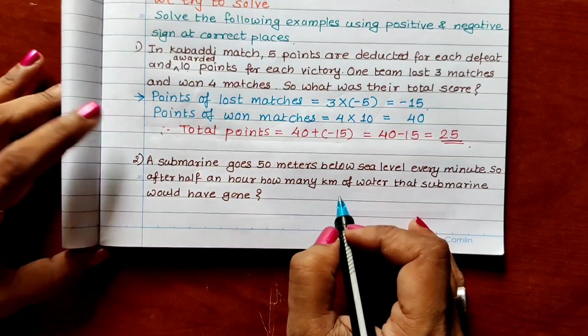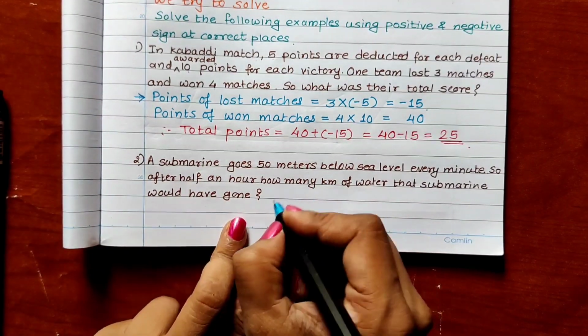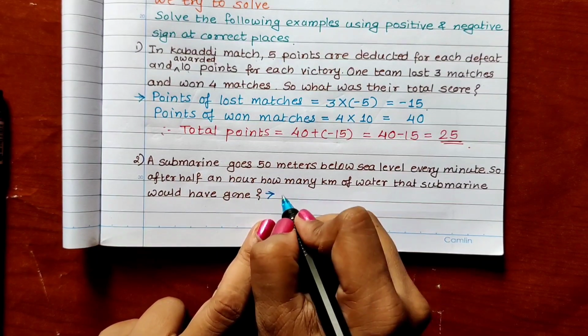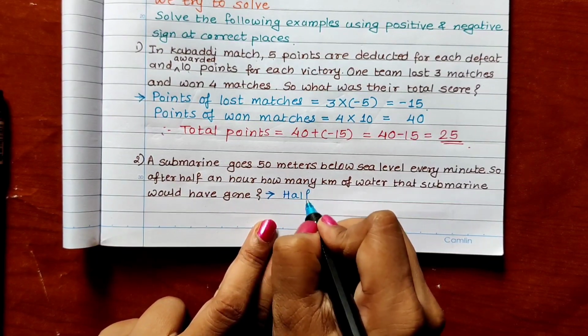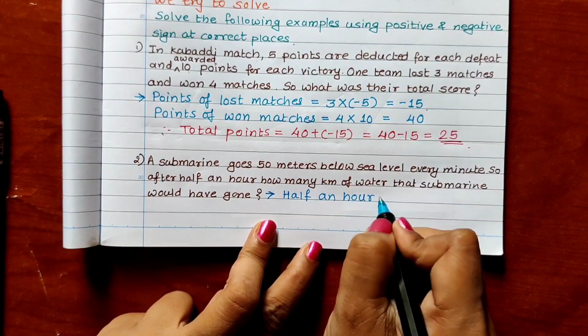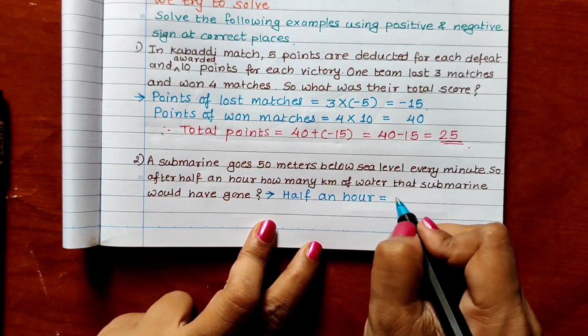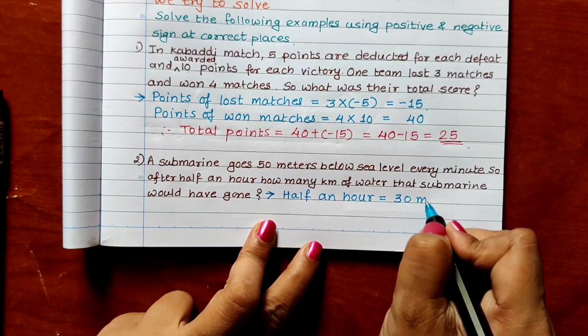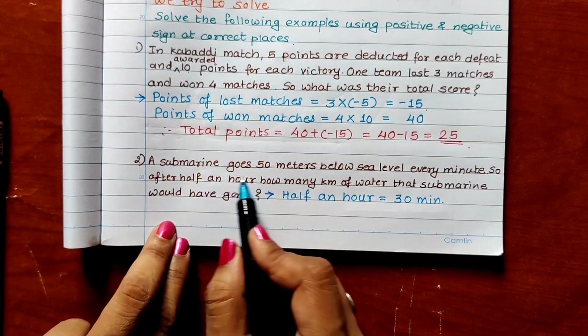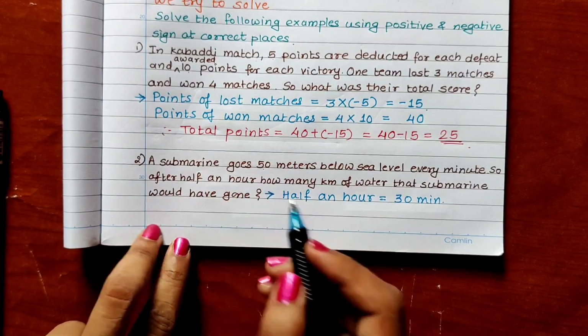So I will start writing from here. After half an hour. So half an hour means what? How many minutes? In 1 hour, how many minutes? 60 minutes. So in half an hour, how many minutes? 30 minutes. In one minute it goes 50 meter.